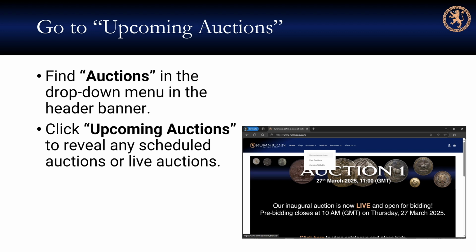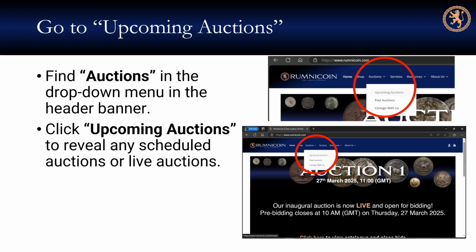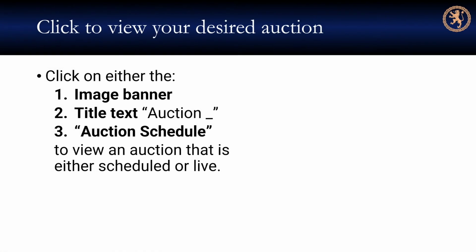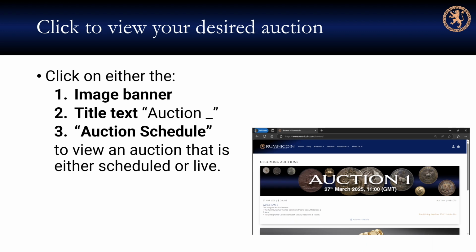To see our auctions, view the header banner menu and reveal the auctions drop-down list. Here you will find upcoming auctions, past auctions, and details on how to consign with us. By clicking on Upcoming Auctions, this page will reveal all scheduled or live auctions.